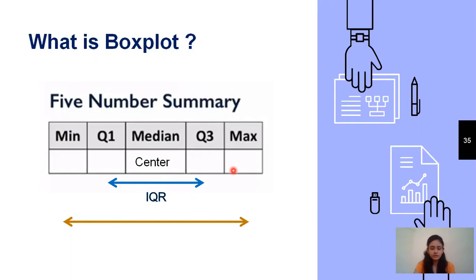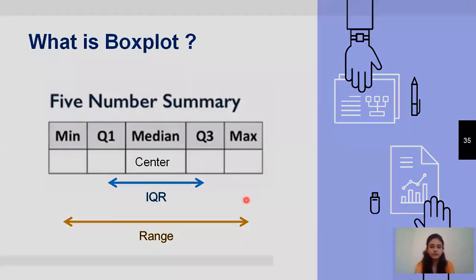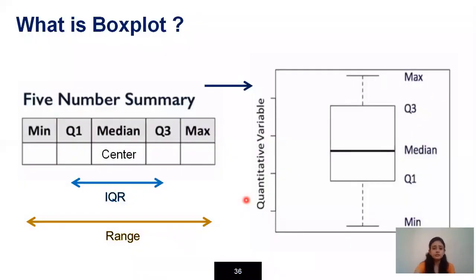Now what if I want to find the range? What is the range? It is the distance between the minimum value and the maximum value. So this distance between the minimum value and the maximum value is called the range. The distance between Q1 and Q3 is called the IQR, the interquartile range. So this is how my box plot looks. From this 5-number summary, the box plot is drawn like this.